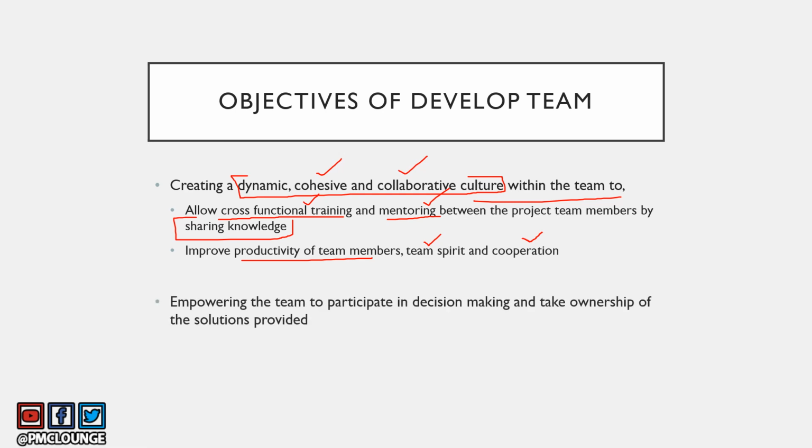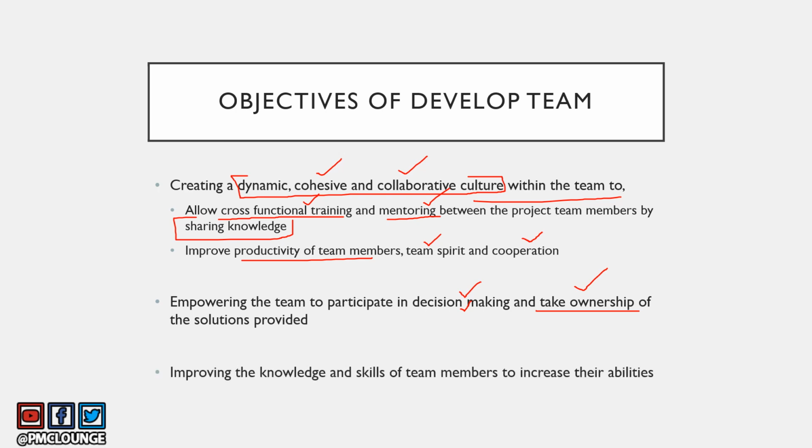Empowering the team to participate in decision making, and finally take ownership of the solutions that they provide as a part of this decision making process, right? So when they are a part of the decision making process, they provide a solution, they need to take ownership of those solutions as well. Improving the knowledge and skills of team members, this is going to definitely increase their abilities as well, and this is going to help in completing the project deliverables. This is also going to improve schedules and quality of the project as well. So very important, improving the knowledge and skills of team members in all areas possible.